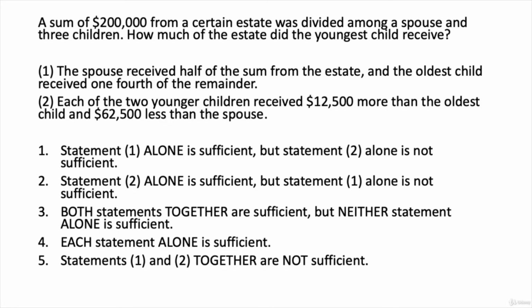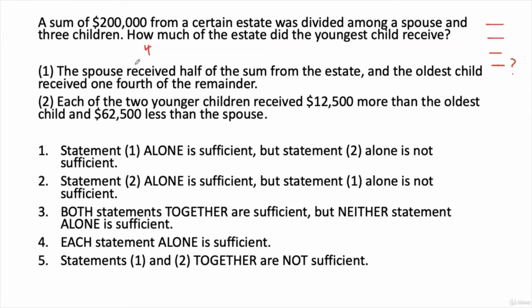A sum of $200,000 from a certain estate was divided among a spouse and 3 children. So there are 4 people in total among whom the sum has been divided. How much of the estate did the youngest child receive? So there are 4 people and we need to calculate the amount that the youngest child received.